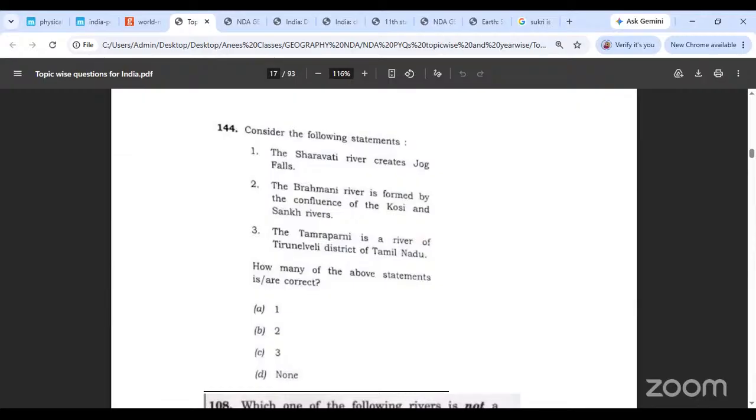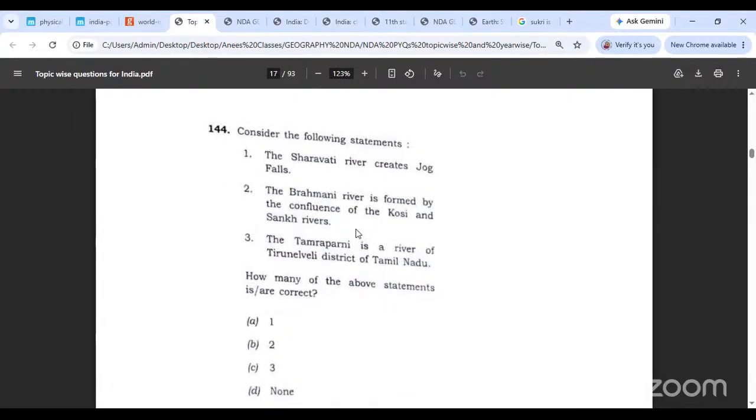Question 144. The Sharavati river creates joke falls. And the second option is the Brahmani river is formed by the confluence of the Kosi and the Sankh rivers. The Tamraparni is a river of the Tirunelveli district of Tamil Nadu. चलो जी इसमें से क्या सही है क्या गलत है. How many statements are correct? You don't even need to know. यहाँ पे तो आपका तुक्का भी लग गया तो भी बहुत है. If you think one is correct, one is wrong, good for you.